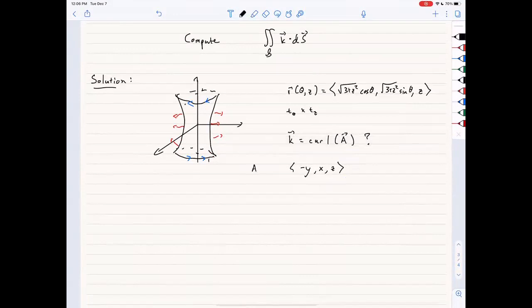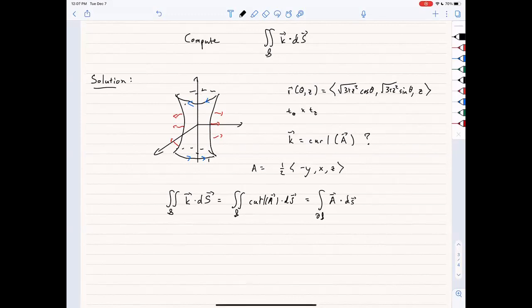Let's take A to equal 1/2 of this. So now we have that the integral we're trying to compute, the integral of the curl of A dot dS, which by Stokes is equal to the integral over the boundary of S of A. Okay.